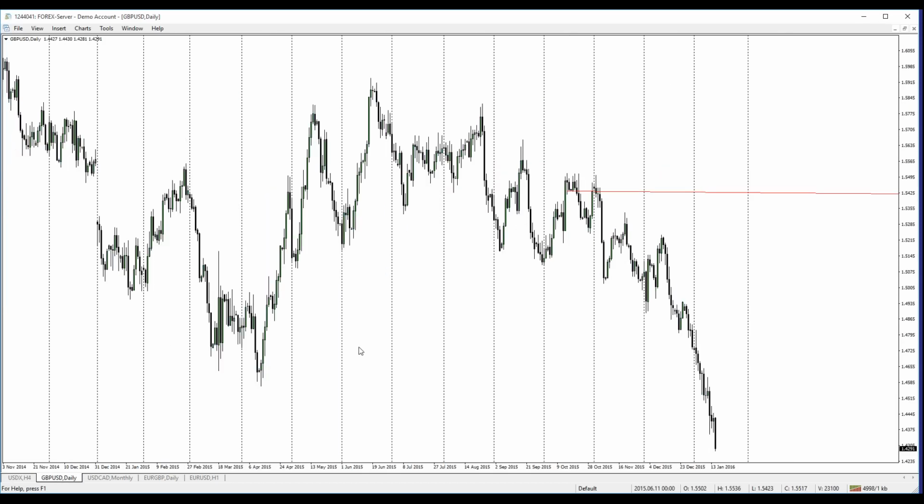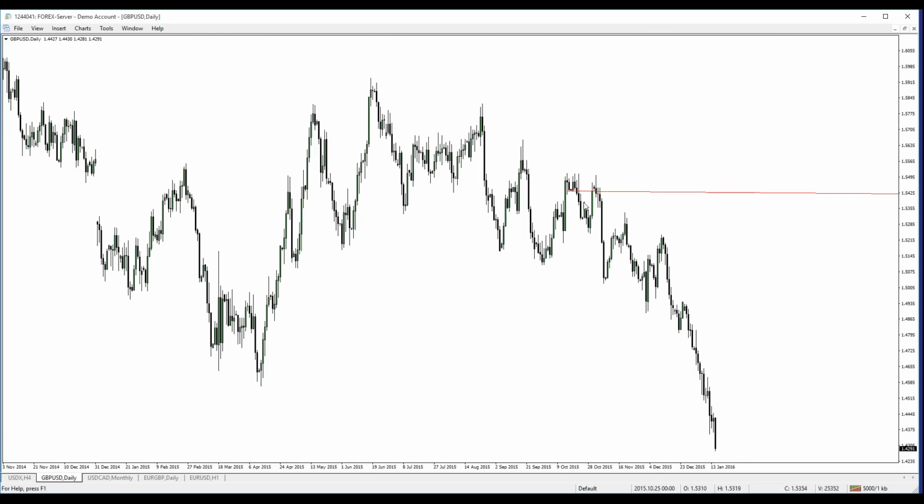Surprise, surprise, the cable's lower. I'm not sure how that happened. Maybe because we said it was going to happen. Arrogance. All right, so we have the cable running lower.